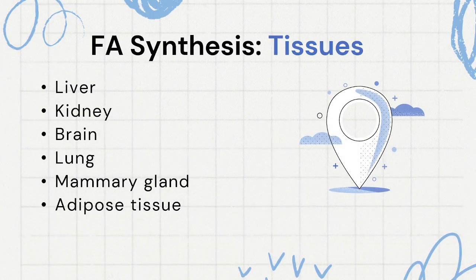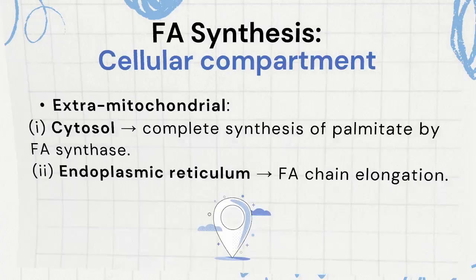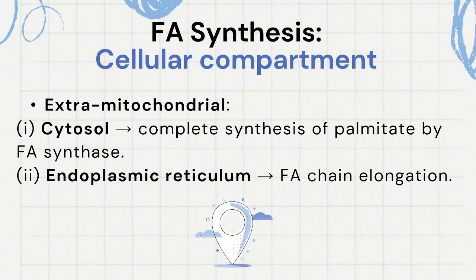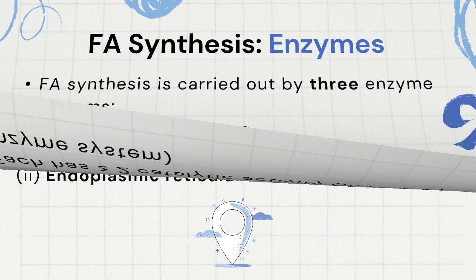Where does fatty acid synthesis take place? At the level of the tissue, fatty acid synthesis occurs in the liver, kidney, brain, lung, mammary gland, and adipose tissue. Intracellularly, fatty acid synthesis occurs in the extramitochondrial compartment, including the cytosol, where the complete synthesis of palmitate occurs, and in the endoplasmic reticulum, particularly the smooth endoplasmic reticulum, where fatty acid chain elongation occurs.